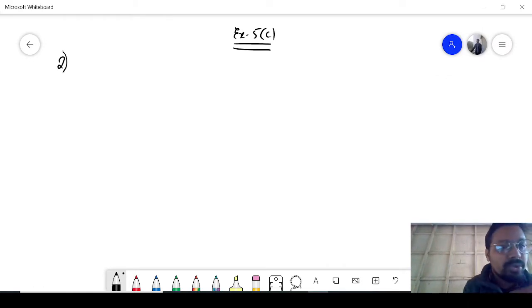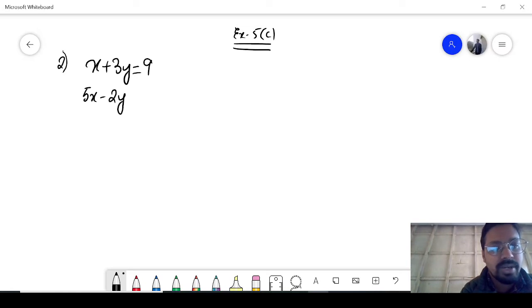In question number 2, the two equations are given. As I have said, we will always need two equations. So in question number 2, the equations given are x plus 3y equal to 9 and 5x minus 2y equal to 11. These are the two equations that have been provided in the question. Now we have to solve this using cross multiplication. What is cross multiplication and how to do it? Let us look into it in detail.